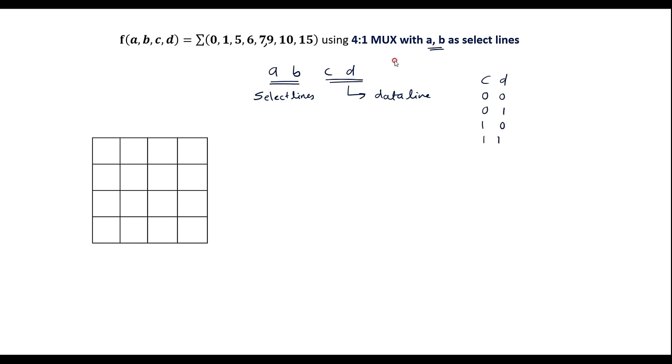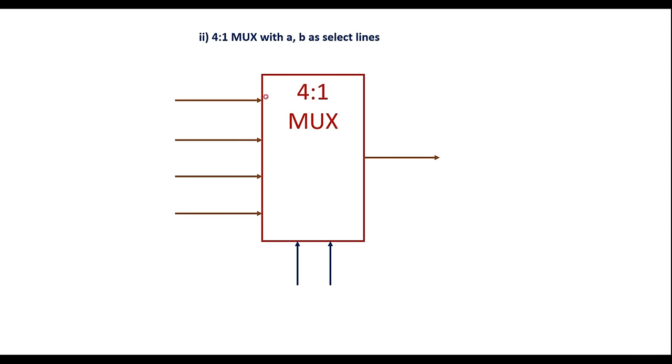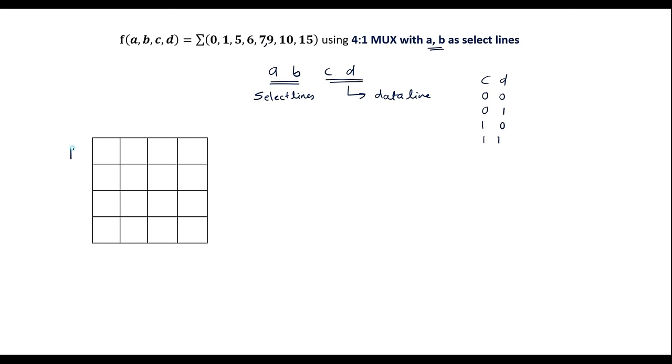For a 4:1 MUX, we know that it has four inputs. The four data lines are D0, D1, D2, D3. As said here, the select lines are A and B. So here we have to write the data line values, that is D0, D1, D2, D3 like this, and we have to use C and D as data lines. That can be written here. With respect to this, 0, 0 is nothing but C bar, D bar. 0, 1 is nothing but C bar, D. Then we have C, D bar. Then we have C, D.